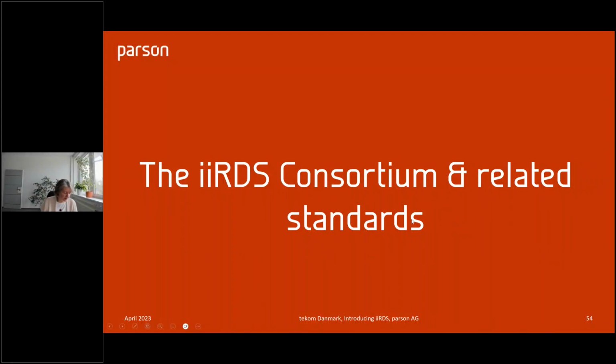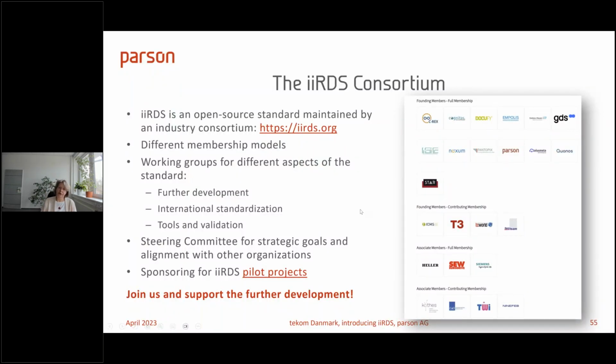Okay, let's quickly talk about the iiRDS Consortium. iiRDS is an open source standard. It's free of charge. To use it, you just have to register with the consortium, and then you can use everything. However, the consortium is sponsored by its members, and because all this work and the maintenance and further development of the standard needs to be paid for in some way, the consortium has different membership models. We have full members and associate members and also supporting members.